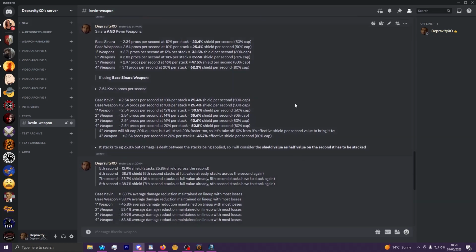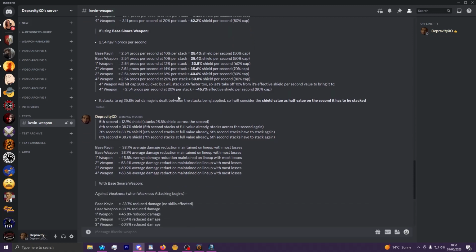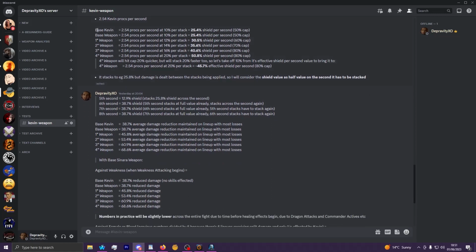So here's where it gets very, very mathy. As I've said, we're only using this number here to math out from. And without lingering too much on the complications there, you can of course pause and look into them a bit more in depth. But the key here is with base Sonara weapon, you will effectively get about, on average, 5% more damage reduction shield per second applied to that one lineup.